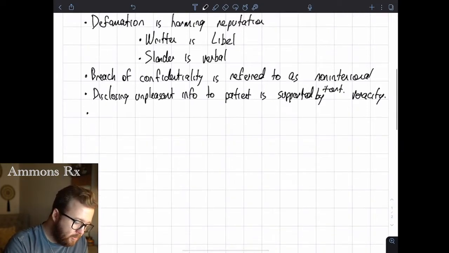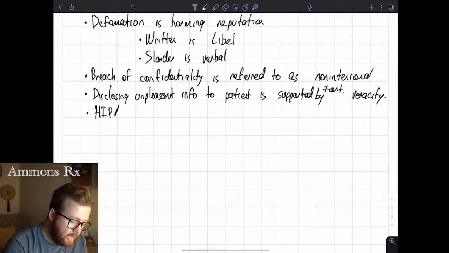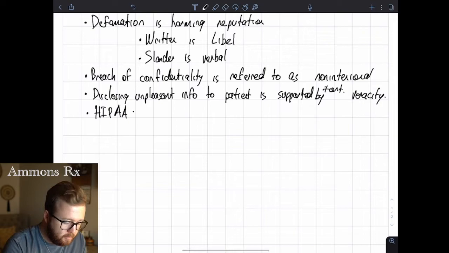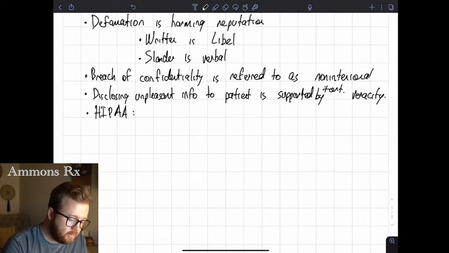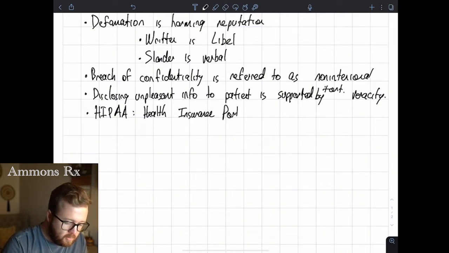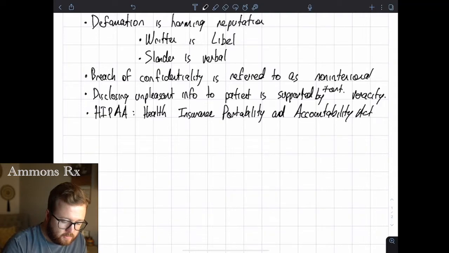Remember that the abbreviation HIPAA, a lot of people want to put PPAA, is going to be the Health Insurance Portability and Accountability Act.